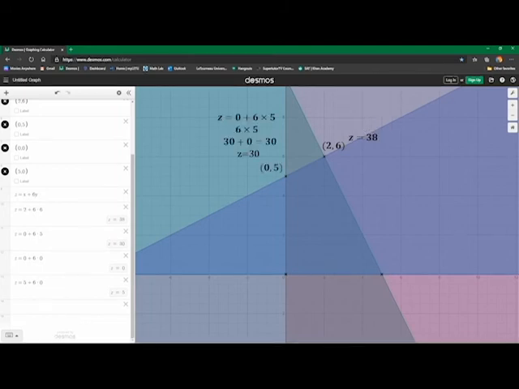Our next point was at 0, 5. We get z equals 0 plus 6 times 5. We start with 6 times 5 is equal to 30. Add 0. For our second point, we get z equals 30.